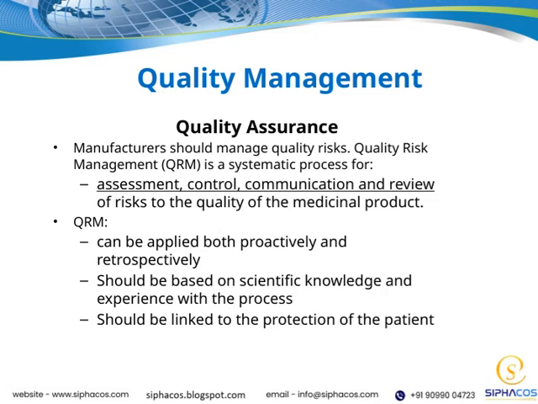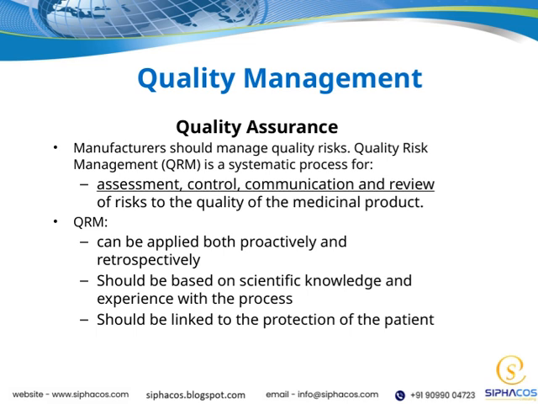It's essential that manufacturers actively manage quality risks throughout the product lifecycle. This is where quality risk management, or QRM, comes into play. QRM is a systematic process that helps us assess, control, communicate, and review risks that could impact the quality of our medicinal products. What's important to understand is that QRM isn't just a one-time activity. It can be applied both proactively, to prevent issues before they happen, and retrospectively, to analyze and improve after a problem has occurred.